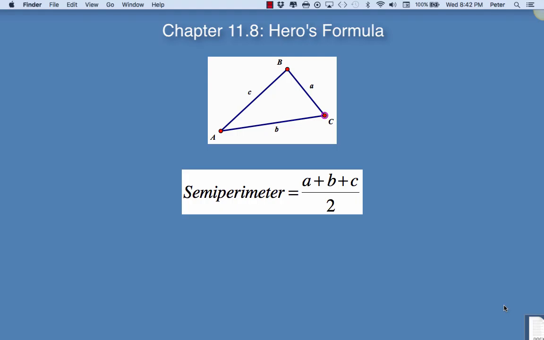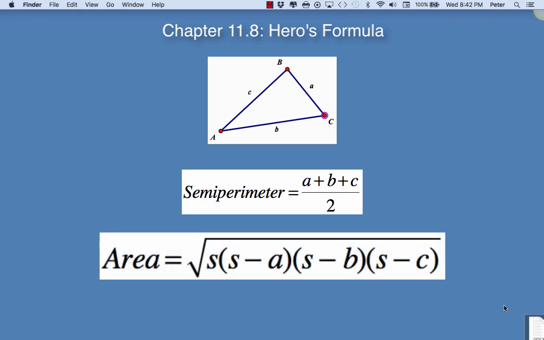Then each one of the sides is subtracted from the semi-perimeter under a square root. So the area equals the square root of the semi-perimeter times the semi-perimeter minus A times the semi-perimeter minus B times the semi-perimeter minus C. It's important to remember that Hero's formula can be used for finding the area of any triangle, and it's very helpful when all you know are the sides. So it really depends on the information you're given.